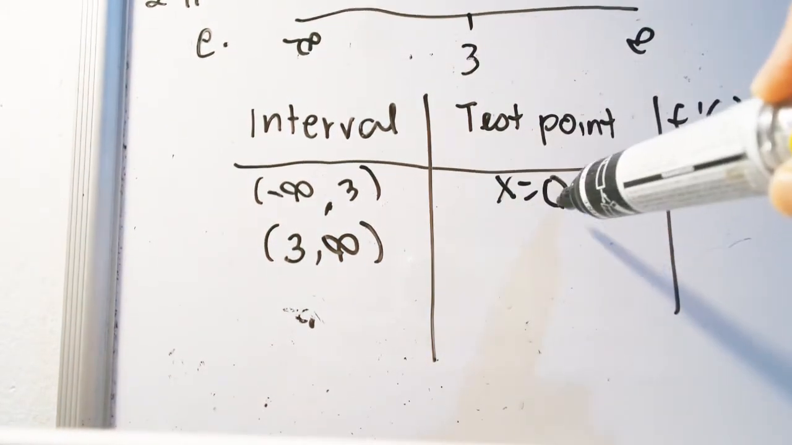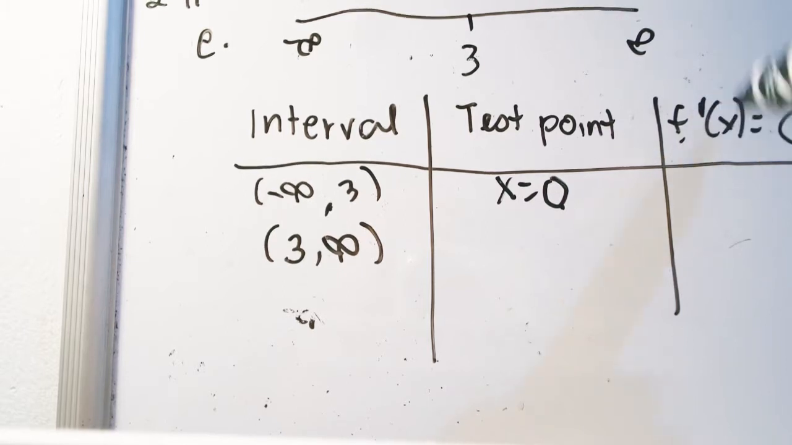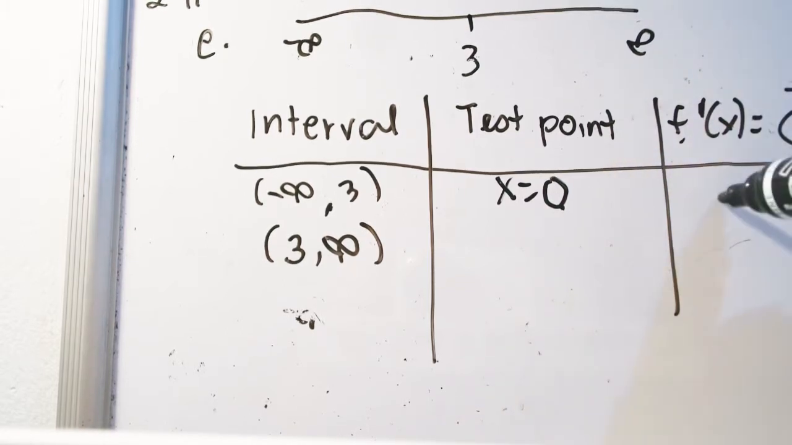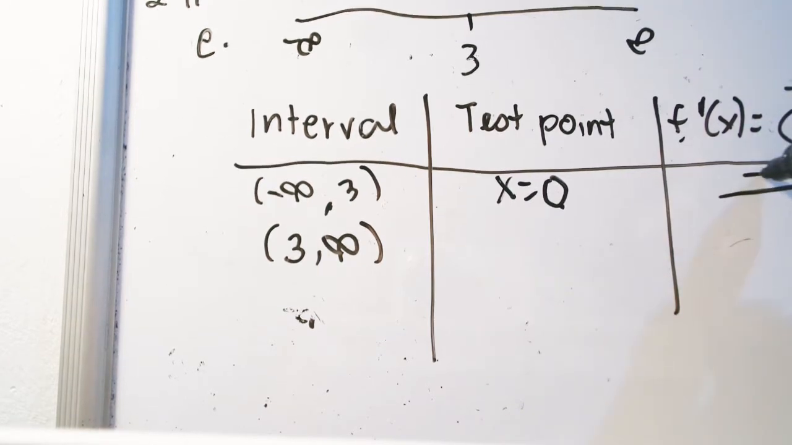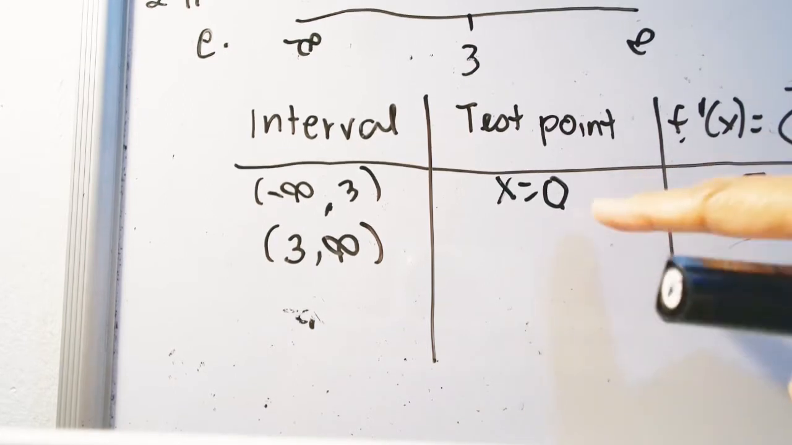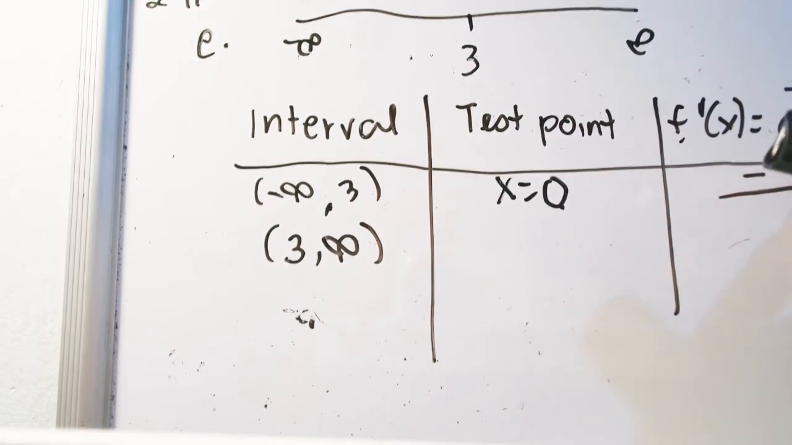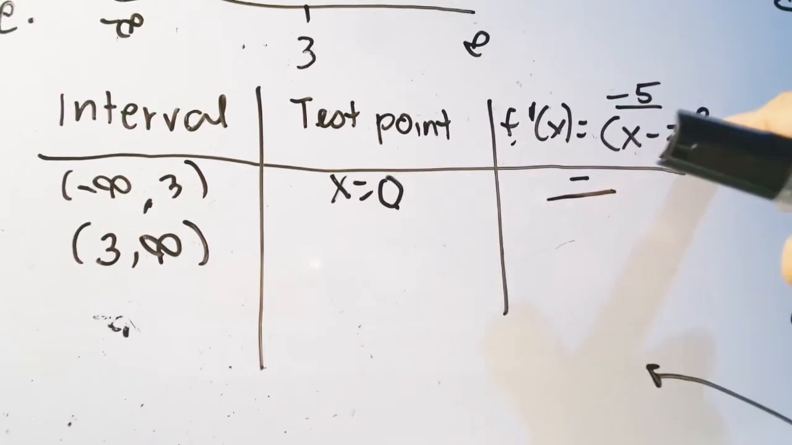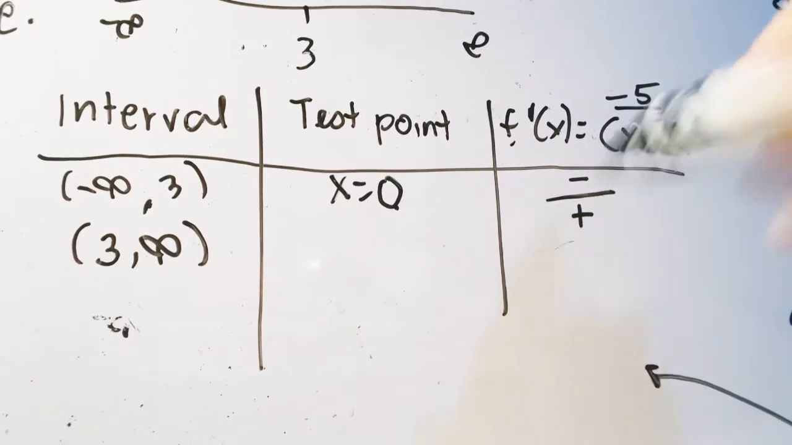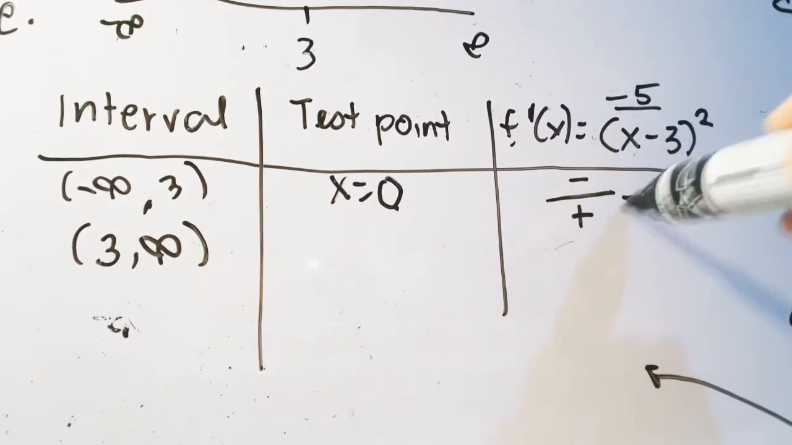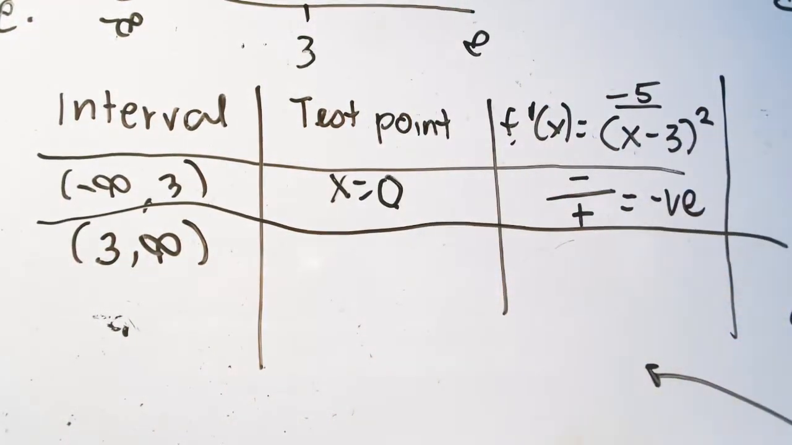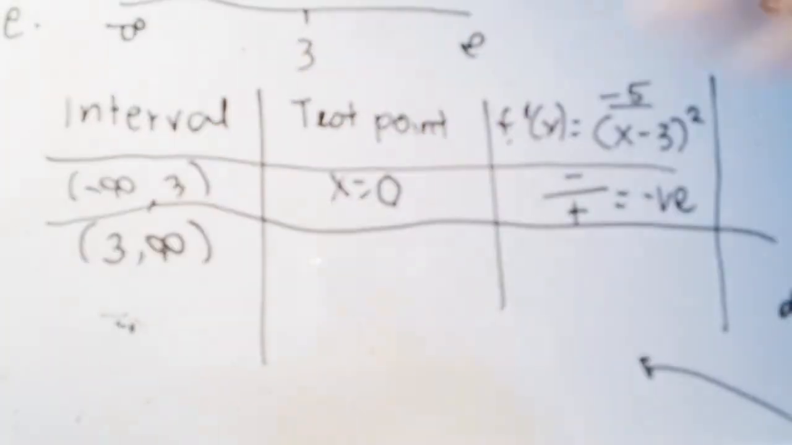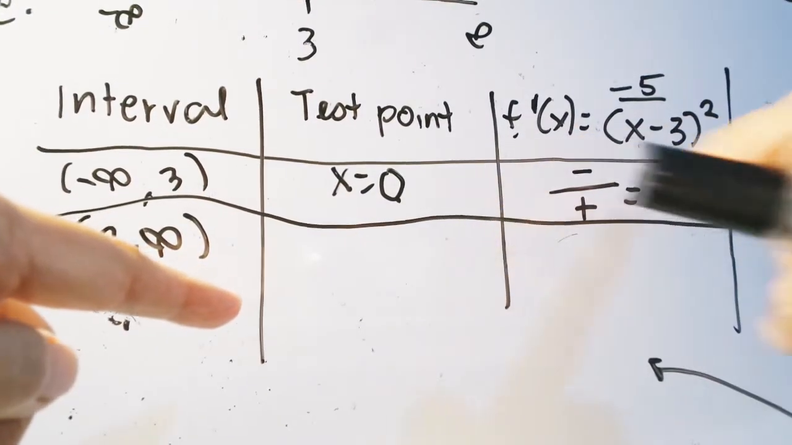And then I'm going to substitute 0 into the f prime slope function. Alright, so I don't have an x here, but I have a minus 5. So I know that I have a minus value on top. Then when I put 0 here, we have 0 minus 3, which is minus 3. When you square it, it becomes a positive. So minus over positive is negative. Now what does this tell us? It tells us that from the interval minus infinity to 3, the slope is negative.